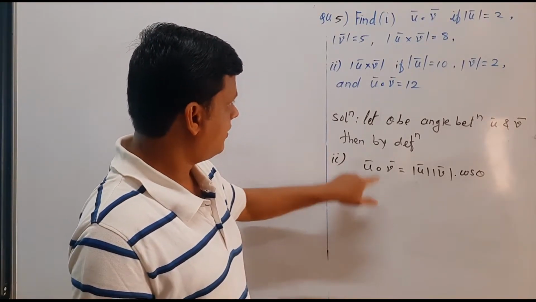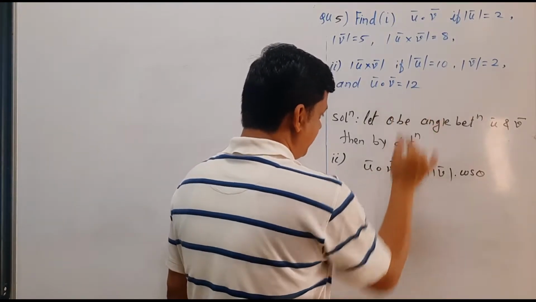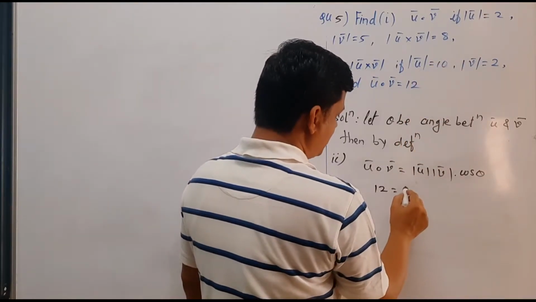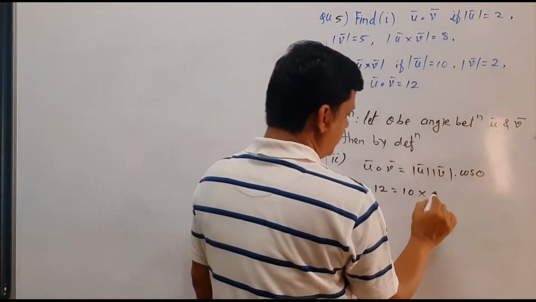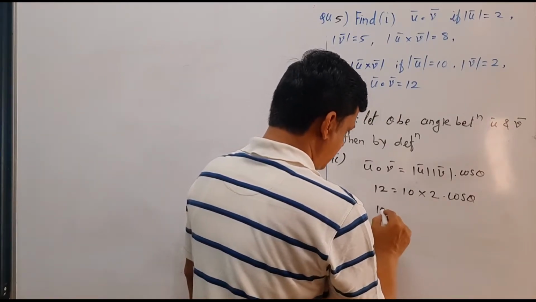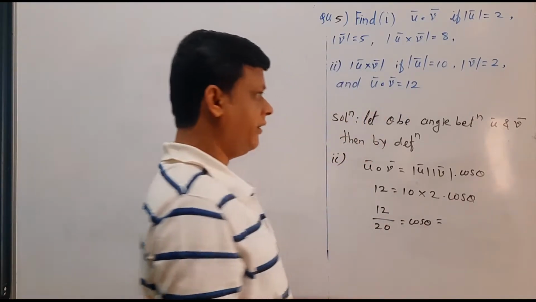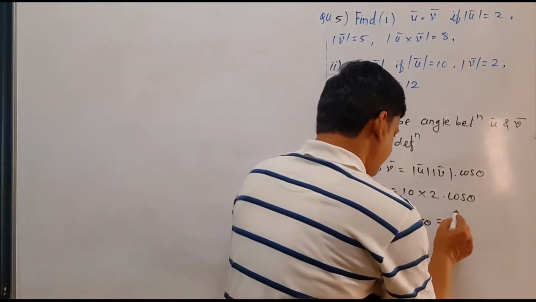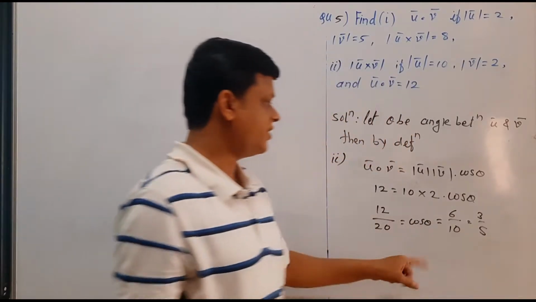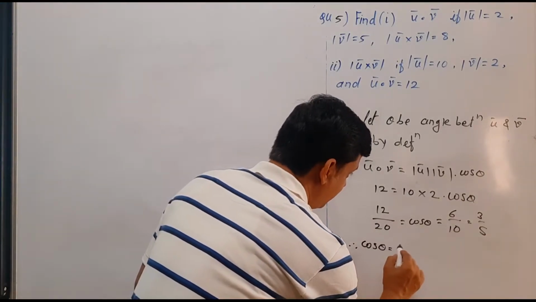Now here u bar dot v bar is given. So in place of u bar dot v bar we write 12. So 12 is equal to magnitude of u bar, which is given as 10, magnitude of v bar, which is given as 2, into cos theta. So we get 12 upon 20 is equal to cos theta. When we divide by 2 we get 6 by 10, that is equal to 3 by 5. Now this is the value of cos theta. Therefore cos theta is equal to 3 by 5.